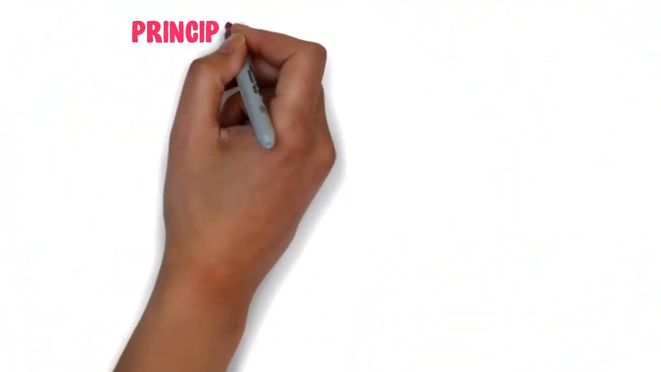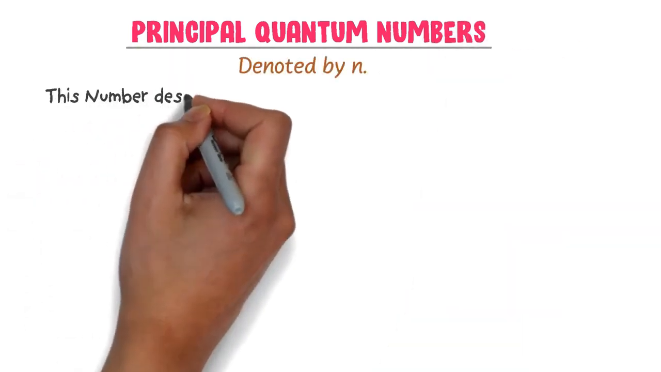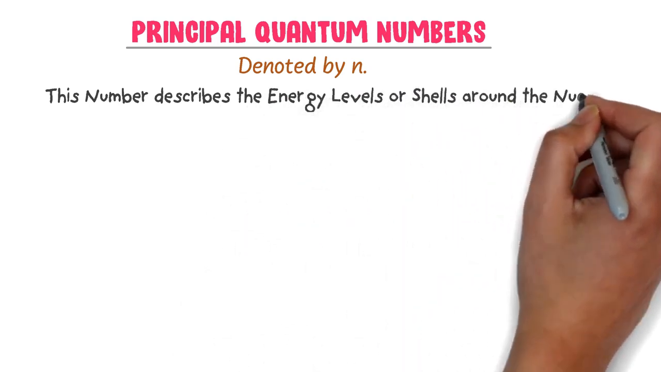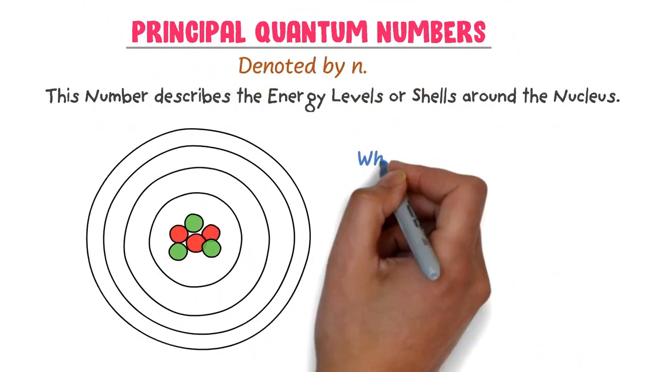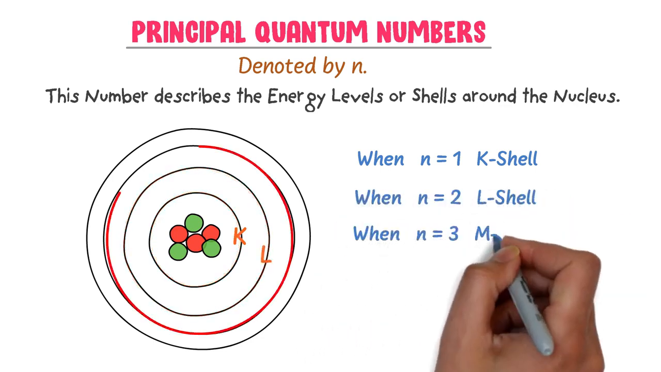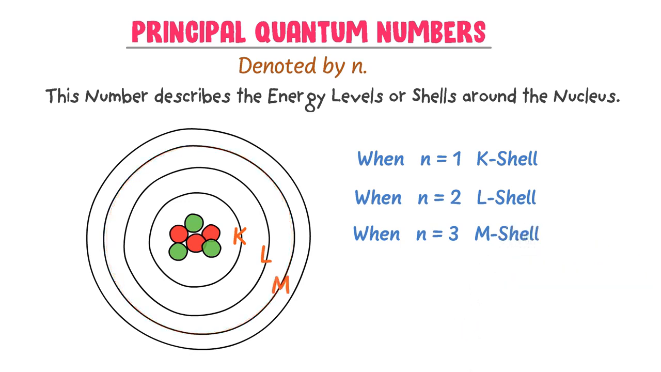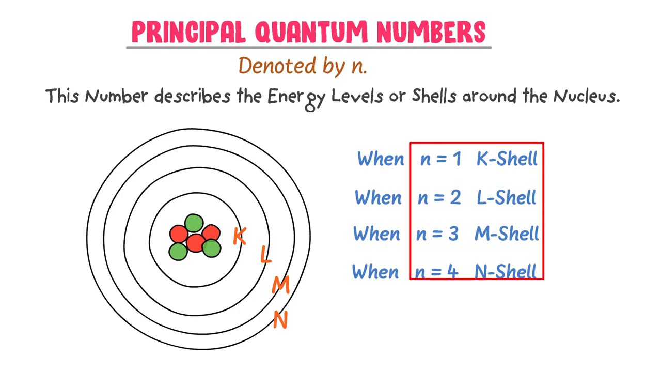The first quantum number is the principal quantum number and it is denoted by small n. This number describes the energy levels or shells around the nucleus where electrons revolve. For example, when n is equal to 1, it is K shell. When n is equal to 2, it is L shell. When n is equal to 3, it is M shell. And when n is equal to 4, it is N shell. I call these shells or energy levels man shells or man energy levels. Thus remember that n starts from 1 and goes up to 4.